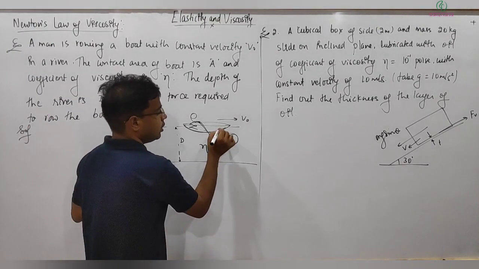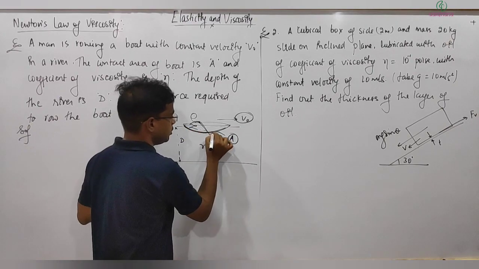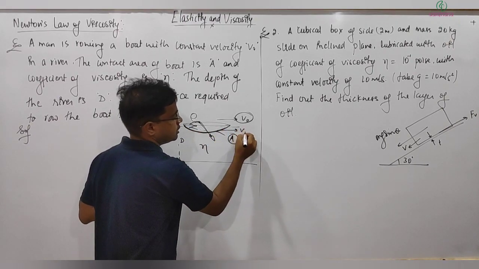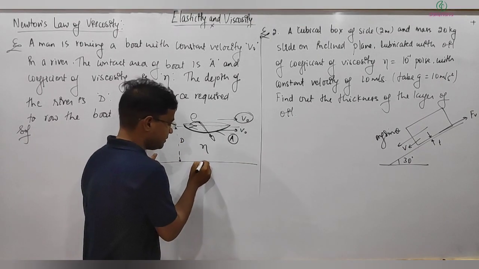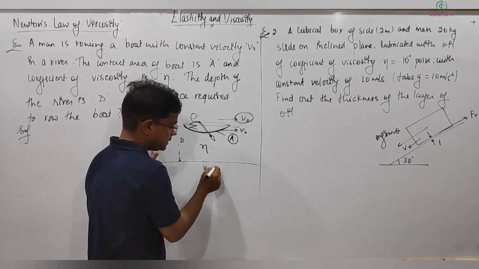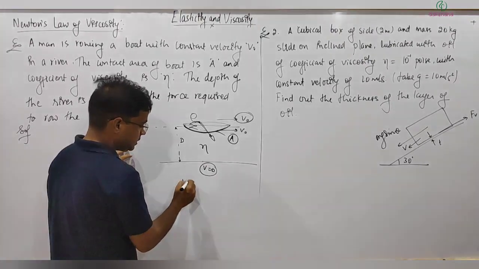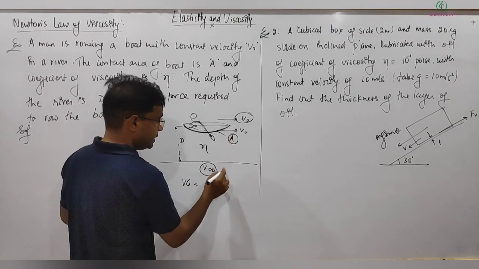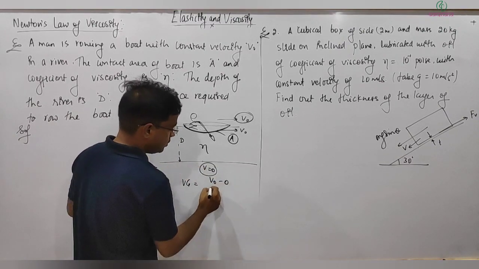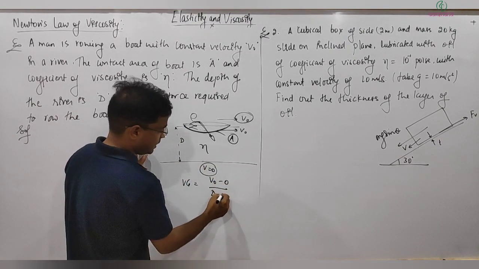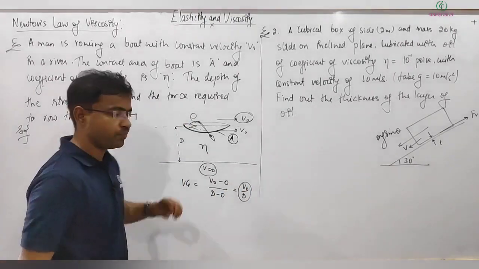So first thing is, the boat is moving with constant velocity, so I can say the fluid in contact with it will also have the same velocity v0, and definitely because the depth is d, at the bottom the velocity of the fluid will be 0. So what will be the velocity gradient? At this height velocity is v0, here it's 0, divided by y, which is d minus 0, so v0 by d is the velocity gradient. Clear?